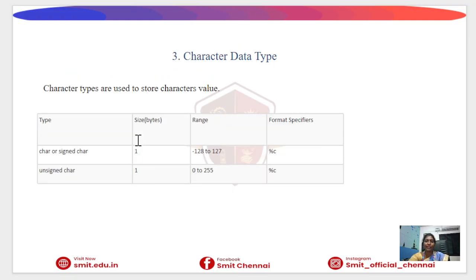The next one is the character data type. The character data type is used to store a single character, such as A or B. What is the syntax of the character? Just as we wrote float temperature, we write char ch = 'A'. The character must be in single quotes only. Don't give double quotes to a character. This character uses only 1 byte of memory.